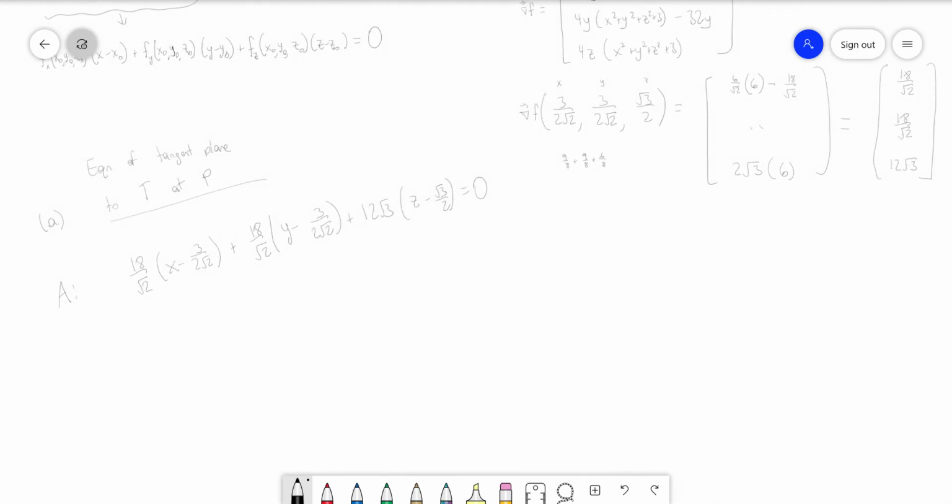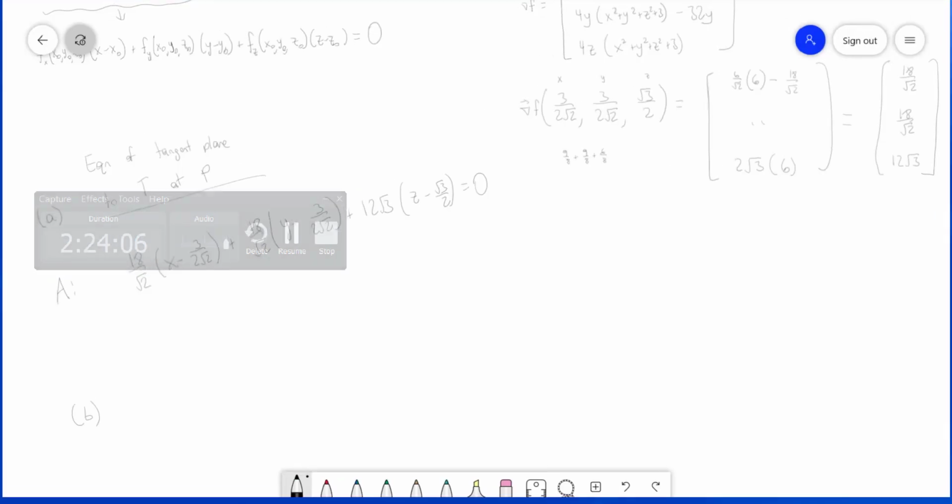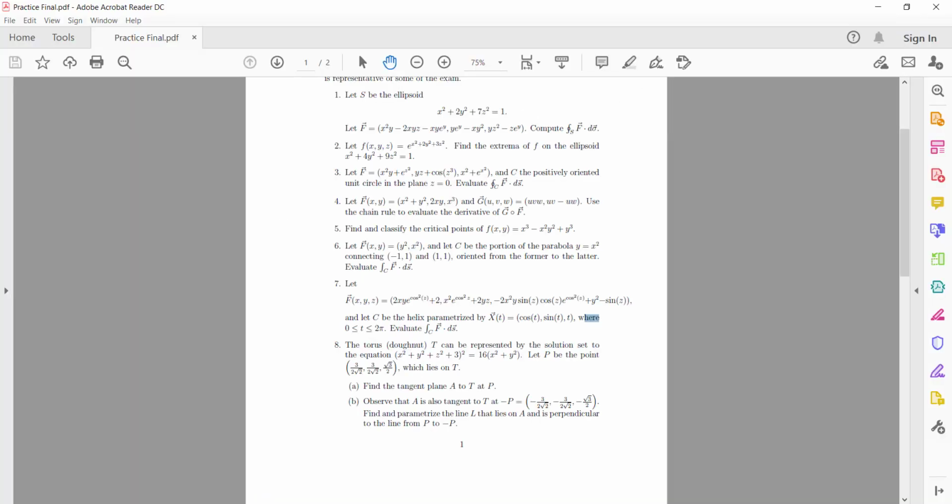But then there was also part B. So let's see what part B is. It happens to also be tangent to the torus at this other point, minus P. Find and parameterize the line that lies on A and is perpendicular to the line from P to minus P.